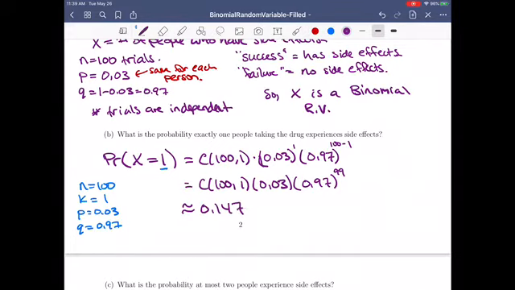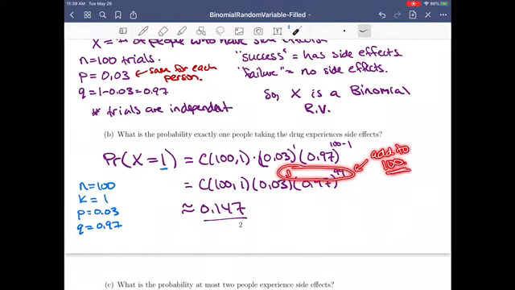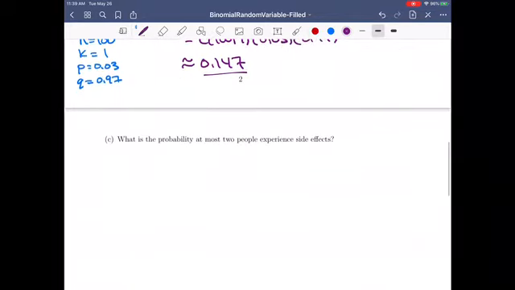If you compute this, you should get approximately 0.147. Now notice these exponents add to 100, that's the number of trials. That's good, they should always add to the number of trials. So let's try another one.